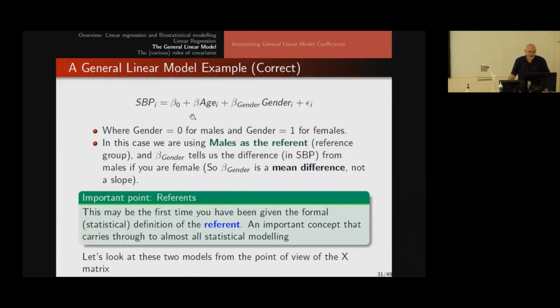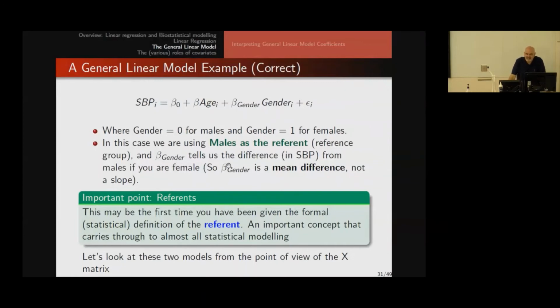Also in this case, note that we are, for no particular reason, using males as the referent. That's a very important word, and it's something we come across from this point forward, like when we talk about logistic regression next week. And what that means is the reference group, the point of reference, if you like.